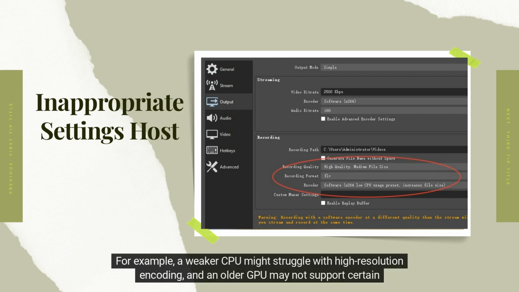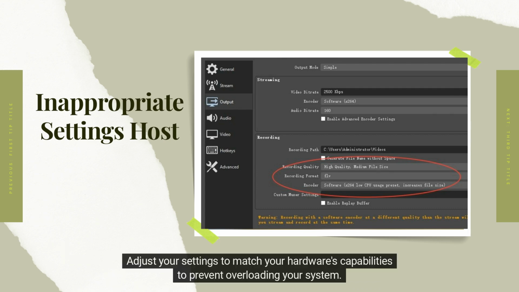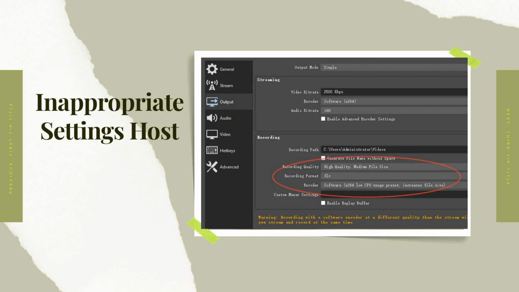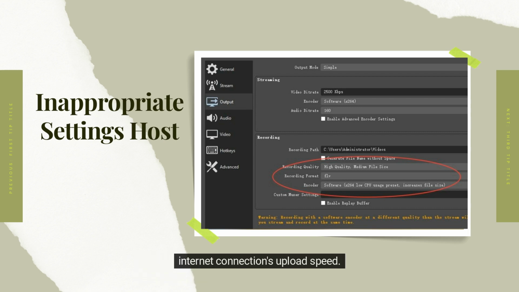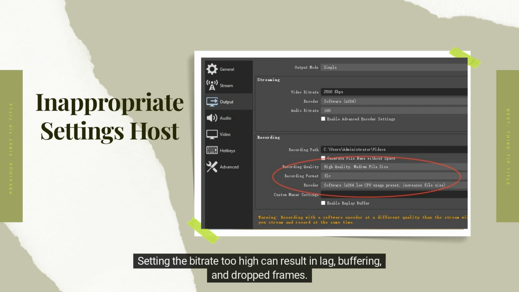For example, a weaker CPU might struggle with high-resolution encoding, and an older GPU may not support certain encoder settings. Adjust your settings to match your hardware's capabilities to prevent overloading your system. Adjust bitrate according to your internet connection. Your chosen bitrate should be compatible with your internet connection's upload speed. Setting the bitrate too high can result in lag, buffering, and dropped frames.